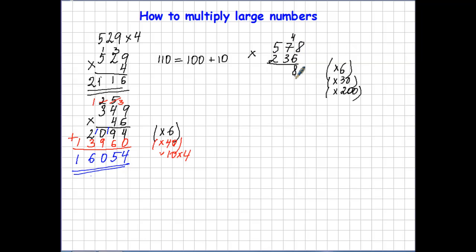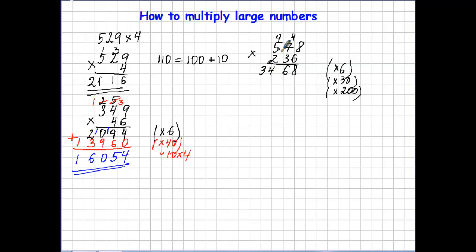8 times 6 is 48. We're leaving 8 in the units place and we take 4 tens to the tens place. 7 times 6 is 42. 42 plus 4 is 46. 6 here and 4 on top of 500. 5 times 6 is 30. 30 plus 4 is 34. So we write 34 here.